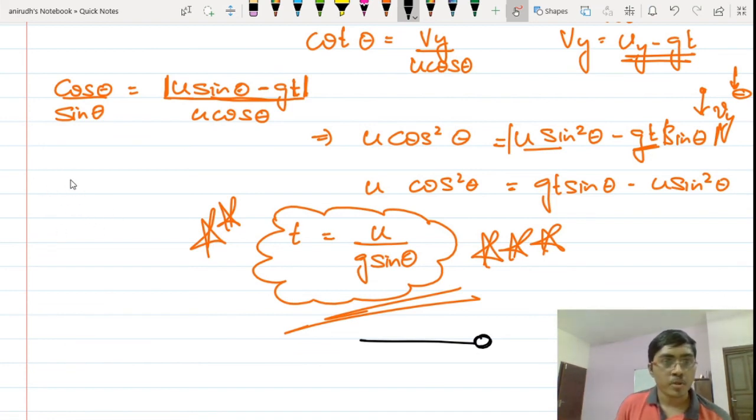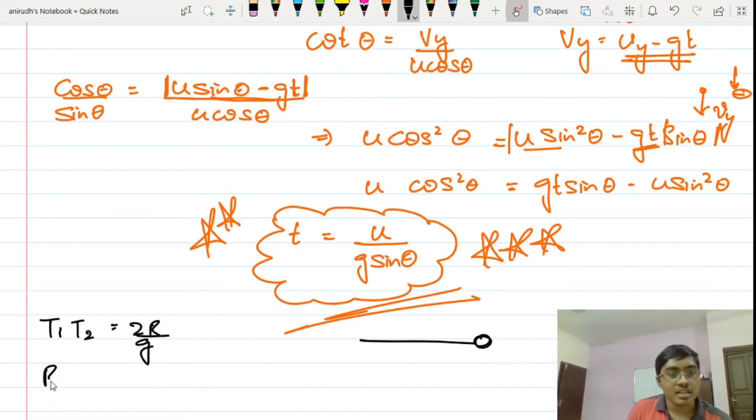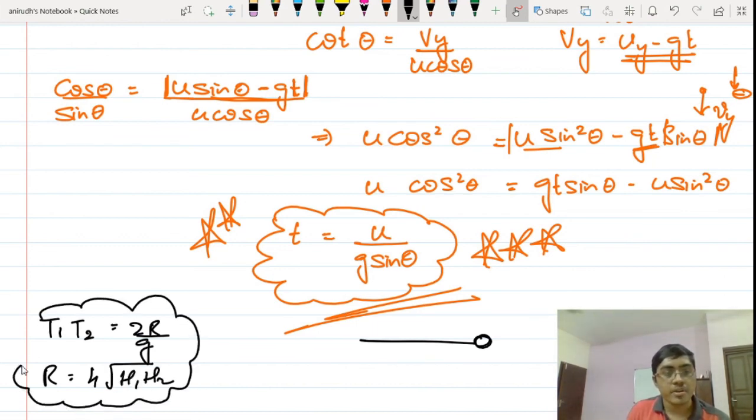If two projectiles are simultaneously projected at angles which are complementary to each other, like say 30 and 60, or 45 and 55, then you have two equations over here, that is T1 T2 is equal to 2R by g, and R is equal to 4 root of h1 h2. So these are the two important equations that you can learn from here. From here you can solve any questions asked from complementary projections.